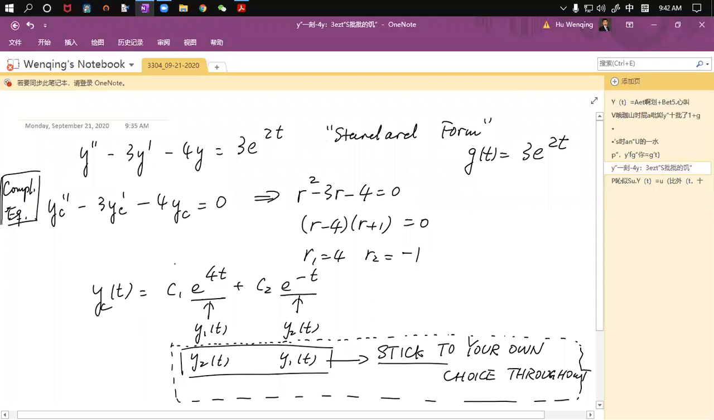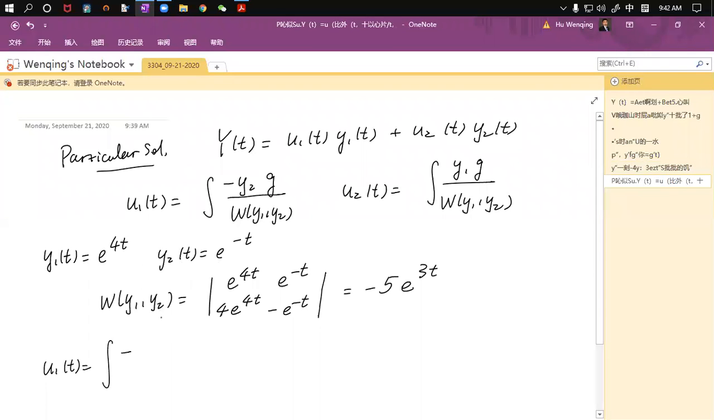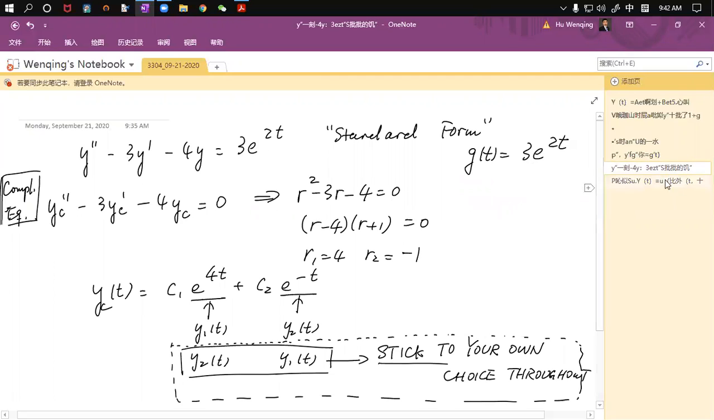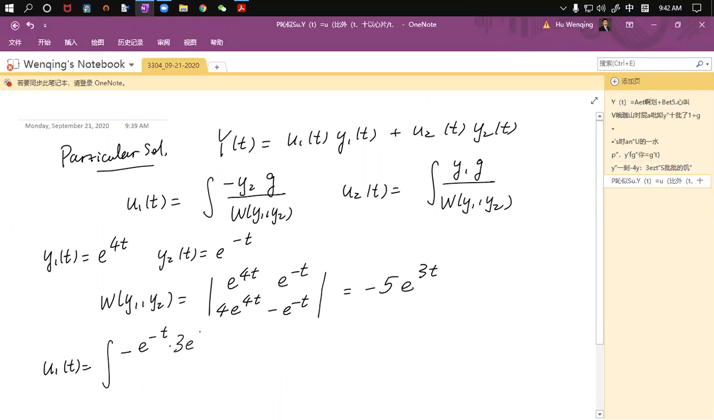What is y2? Well, y2 is what you have given here, right? So y2 is e power minus t multiplied by the g. G is 3 times e power 2t. So 3 times e power 2t, now divided by the Wronskian, which is minus 5 e power 3t. So that's going to give you what? That's going to give you 3 over 5, the integral of e power minus 2t.